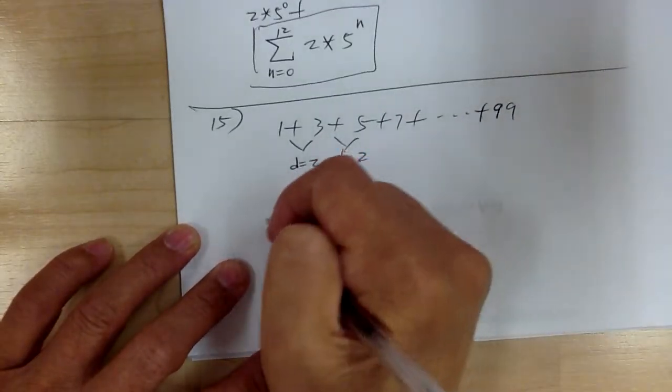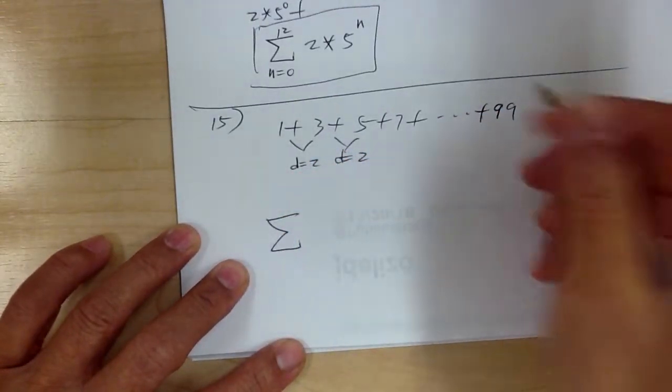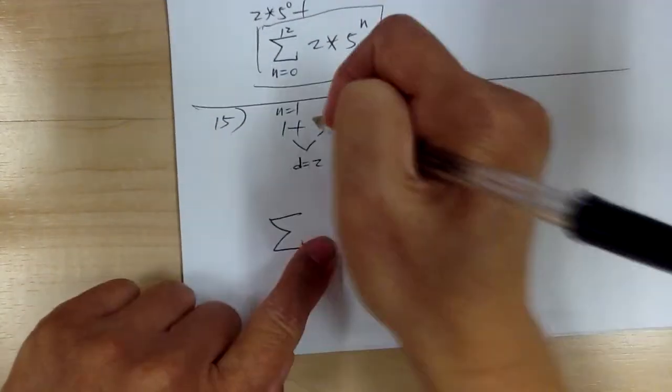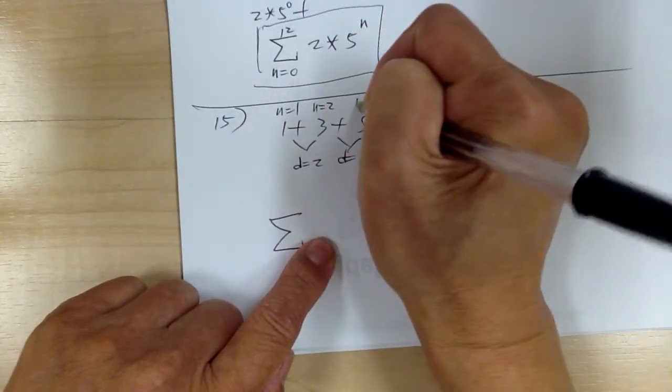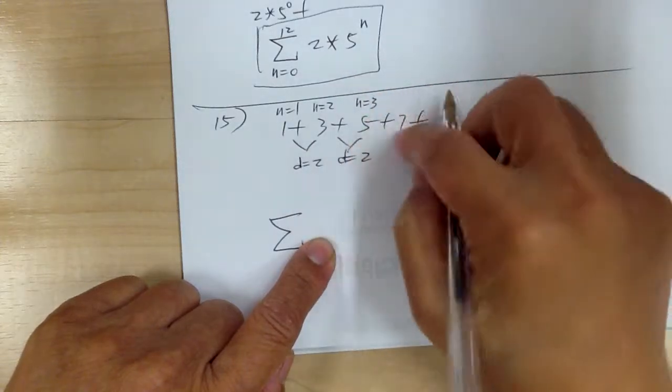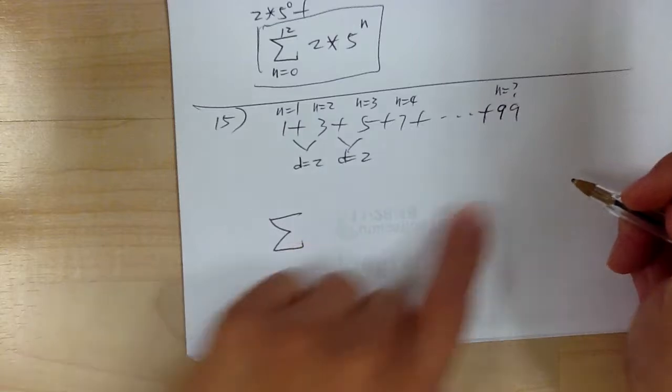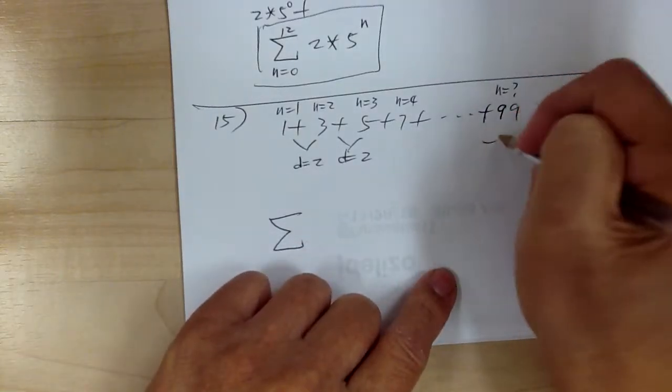Okay, so formula, so n equal to 1. So again, you want to find out, so this is n equal to 1, n equal to 2, n equal to 3, right? This is the third term, fourth term. Now, you don't know what this one is. So whenever you're going to figure out something, you got to use the formula, right?